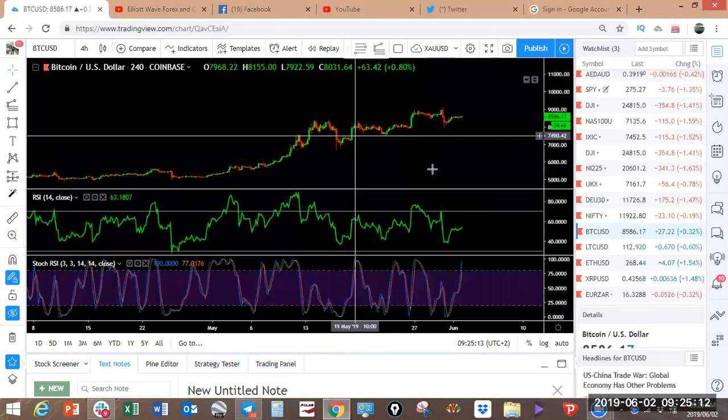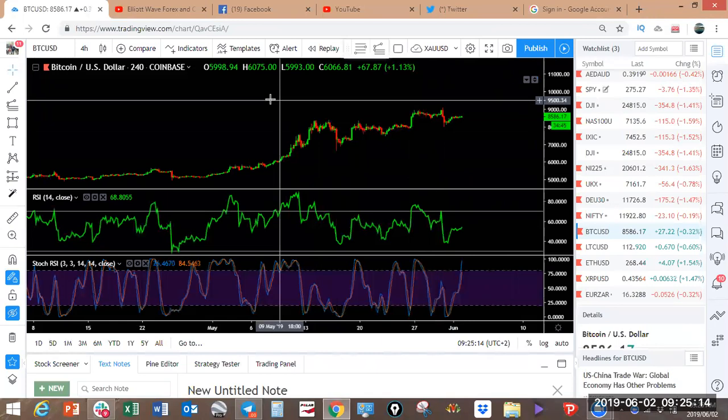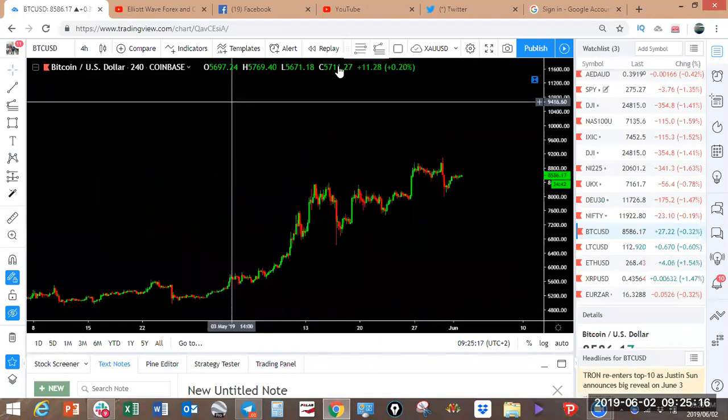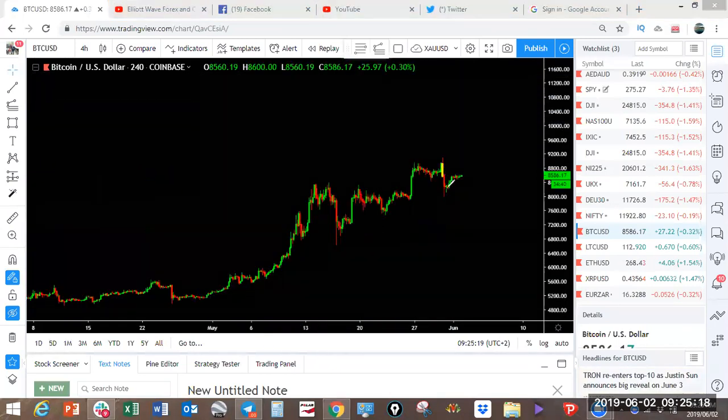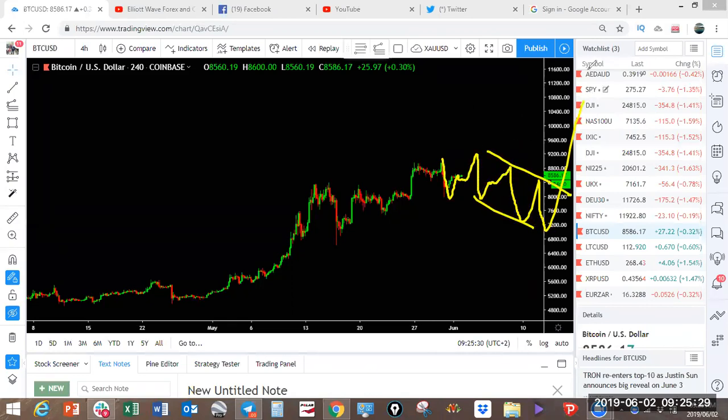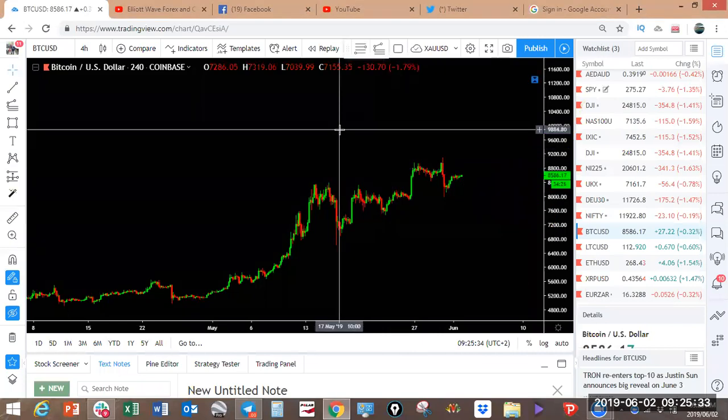So it looks like there is also divergence currently happening, but that divergence does not mean reversal. It can simply mean pullback. You can just have this as a pullback and then push higher, or even something like this. Okay, and you get the structure for upside. So that divergence does not mean reversal. Right, so that's what Bitcoin looks like.